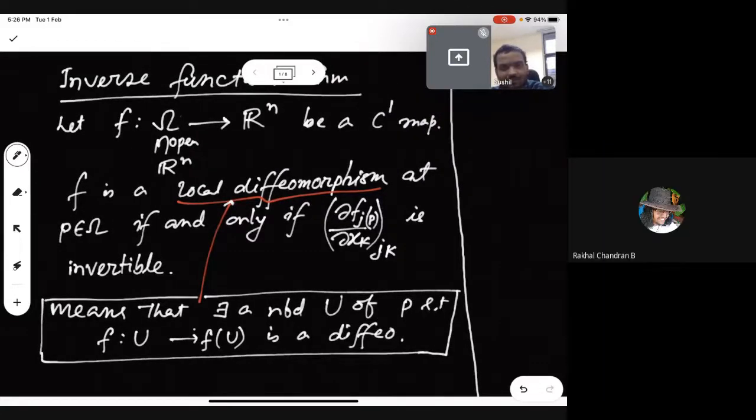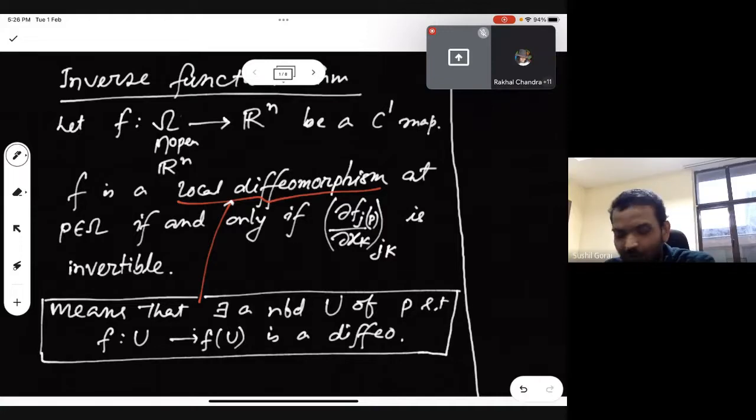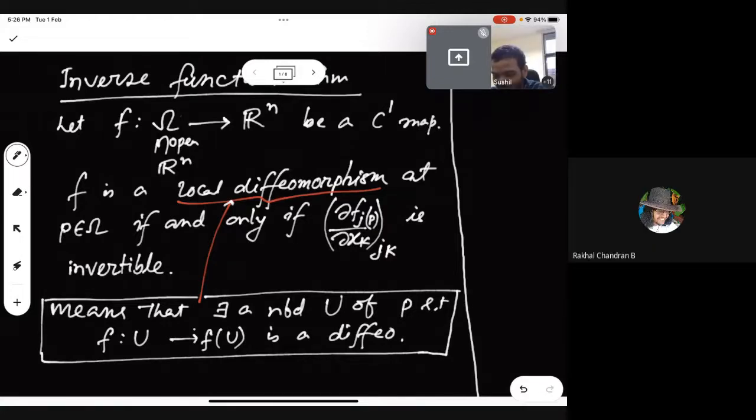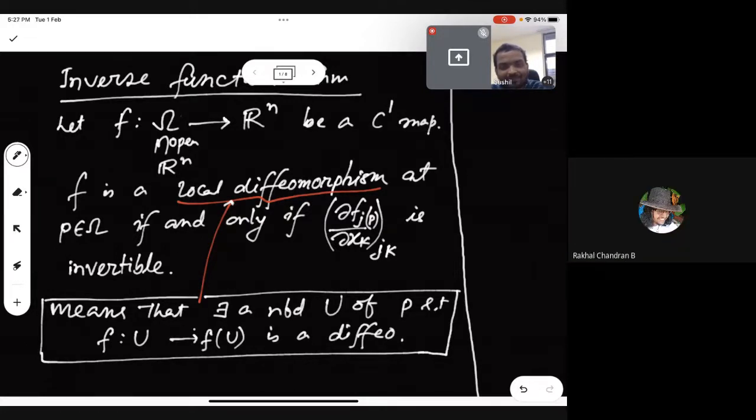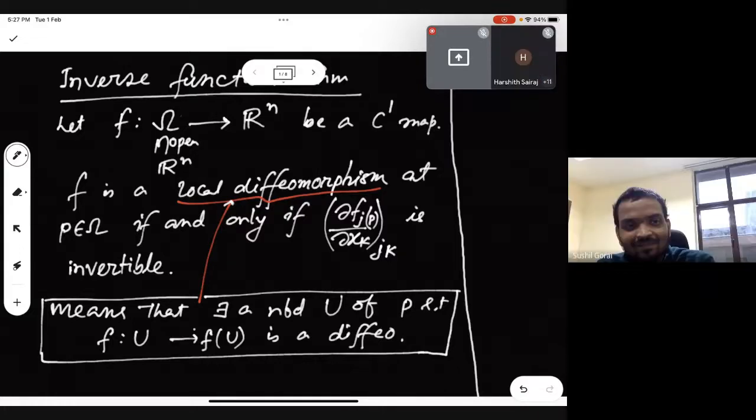F of U has to be open, right? Of course. Don't we have to additionally state that, or do we get that automatically? You get it automatically, right? If it is a diffeomorphism, automatically you get it. Once you show there exists a neighborhood U such that this is a diffeomorphism, then a diffeomorphism is an open map, right? F inverse is continuous, so it has to be open.